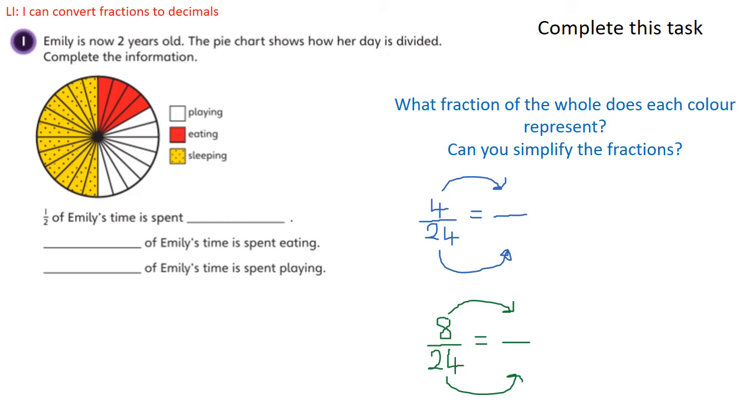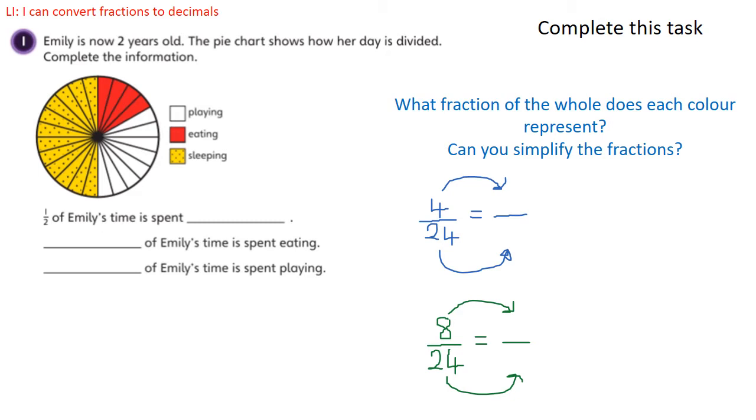So let's have a look at this question. Emily is now 2 years old. The pie chart shows how her day is divided. Complete the information. So half of Emily's time is spent something, something of Emily's time is spent eating, and something of Emily's time is spent playing. And we want to answer those last two as a fraction.